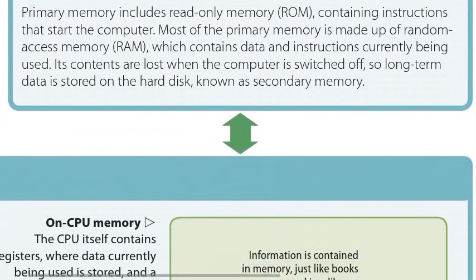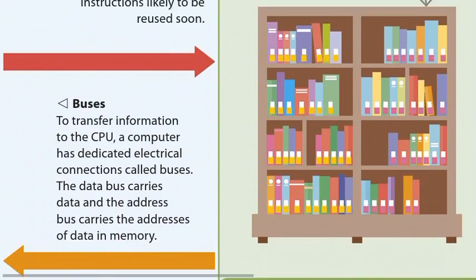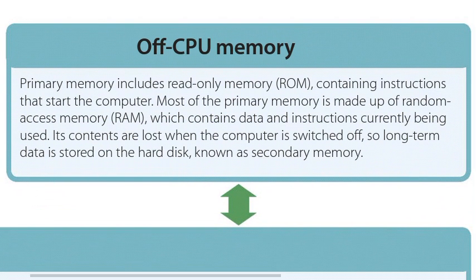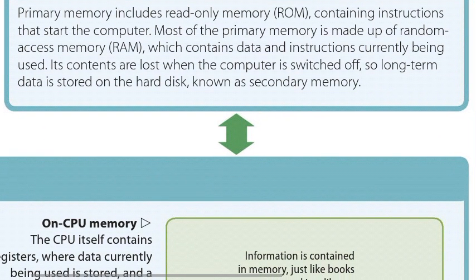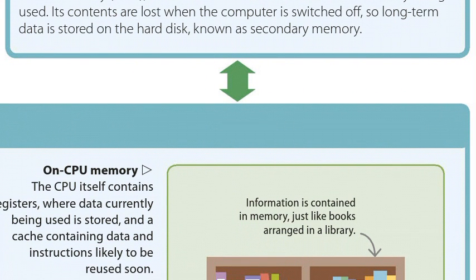Off CPU memory and on CPU memory. Primary memory includes read-only memory, ROM, containing instructions that start the computer. Most of the primary memory is made up of random access memory, RAM, which contains data and instructions currently being used. Its contents are lost when the computer is switched off, so long-term data is stored on the hard disk, known as secondary memory.